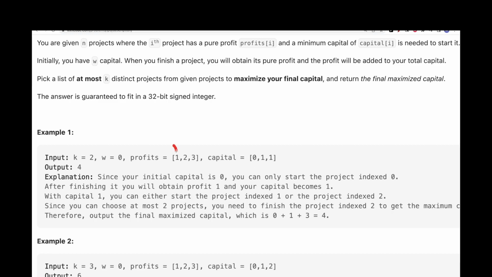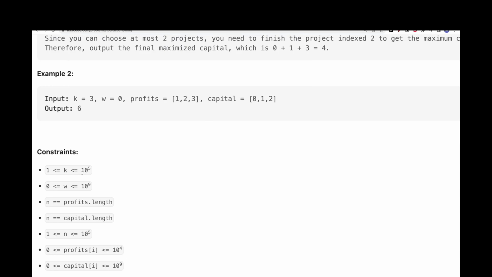we get a profit of 1, so our capital is now 1, and now we have the choice to do one of these 2. Now in this case, which one is better? Well, we want to maximize the profit, so we should take the one with the highest profit, and so that's 3 here. Okay, and so the total would be, first we take the profit of 1, and then we take the profit of 3, and we stop because we have only 2 projects to take, right? And so that would be 0 plus 1 plus 3, and this is the final profit we take. Okay, so that's roughly the idea.